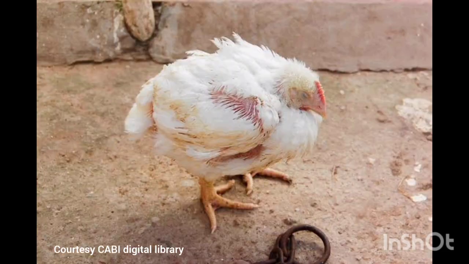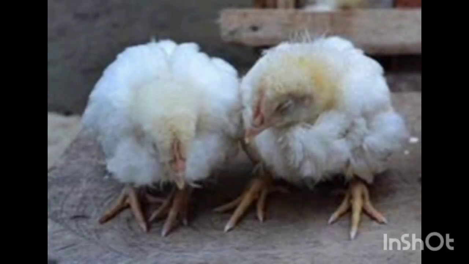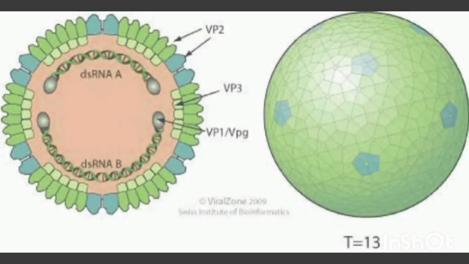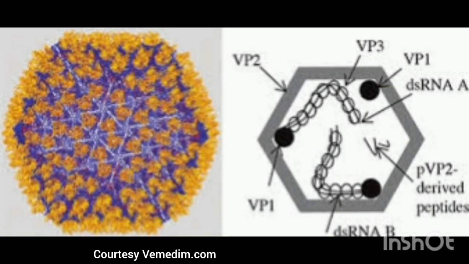Infectious bursal disease is an acute, highly contagious viral disease of young chicks, having the bursa of Fabricius as the primary target organ, and causing immunosuppression. IBD is caused by a double-stranded RNA virus. The viral genome has 2 double-stranded RNA segments. 2 serotypes are present, but serotype 1 is pathogenic.